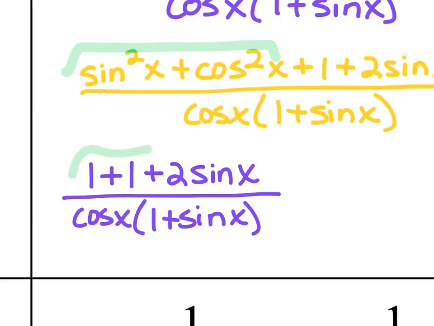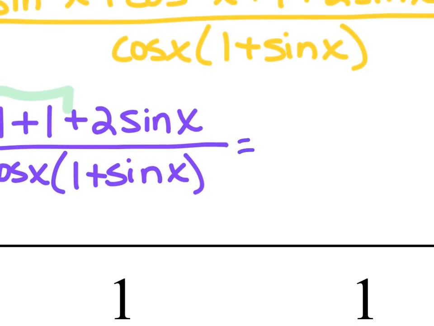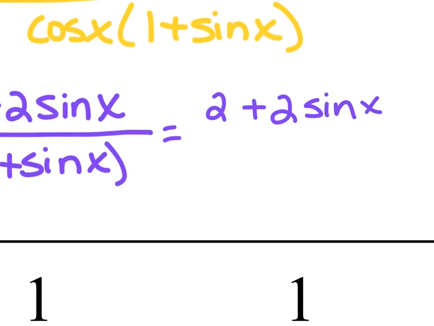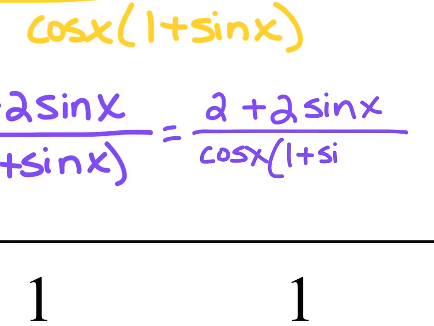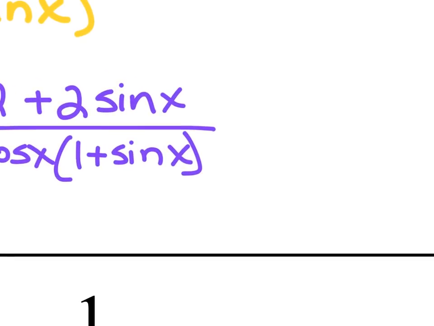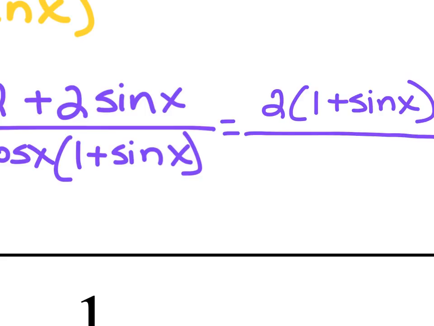Well, 1 plus 1 here is 2, so that whole thing gives me 2 plus 2 sine of x over cosine of x times 1 plus sine of x. And if you look closely at the numerator, you can factor out a GCF of 2, and so that becomes 2 times 1 plus sine of x over cosine of x times 1 plus sine of x.